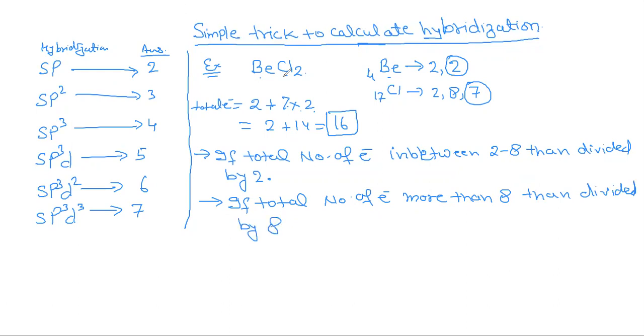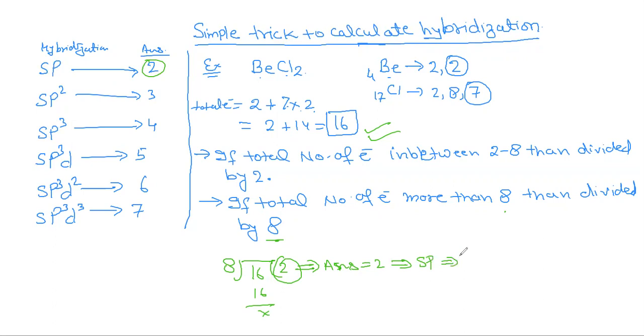When you divide by 8 or by 2, remember here the total number of electrons is 16, so you divide by 8. 16 divided by 8, so here you get the answer 2. It means when you get the answer 2, the hybridization is SP.